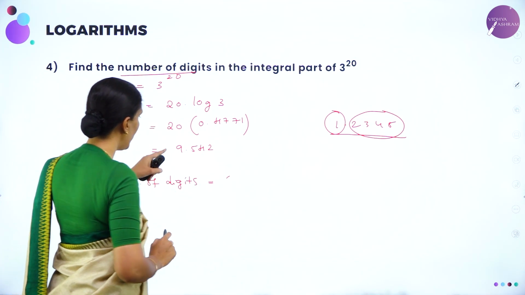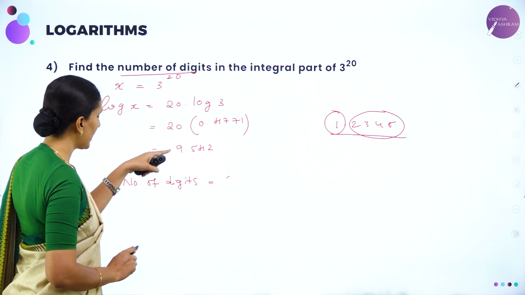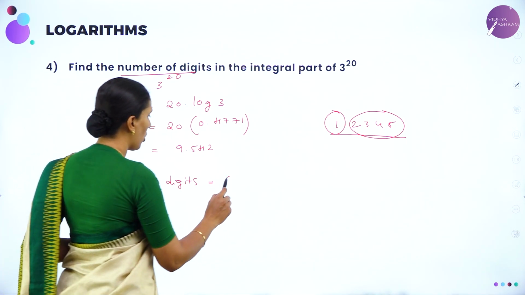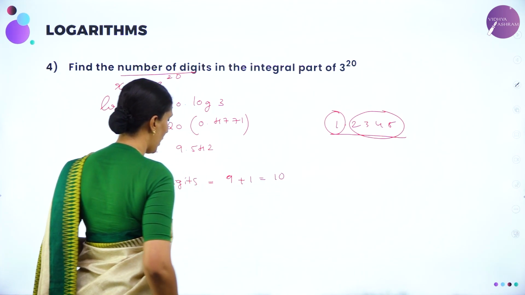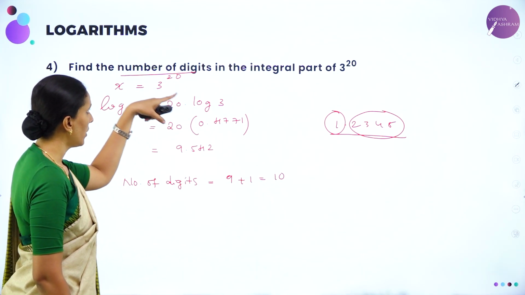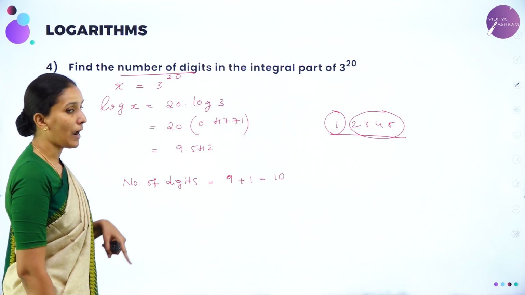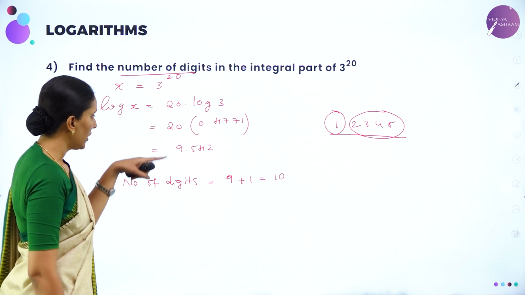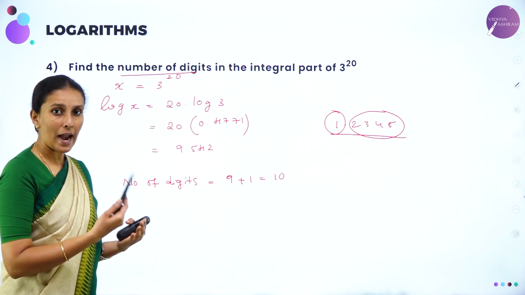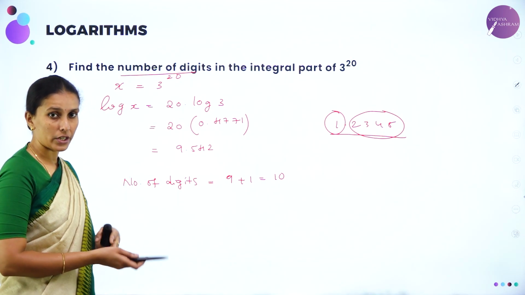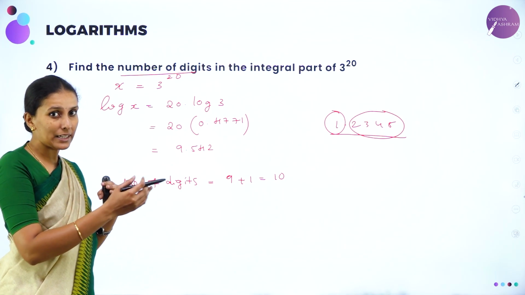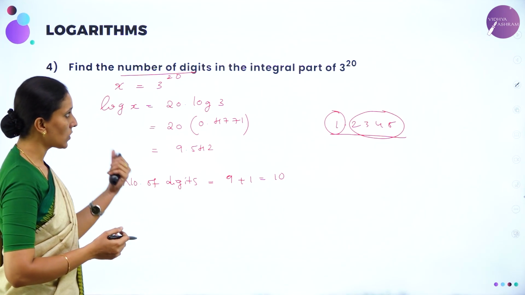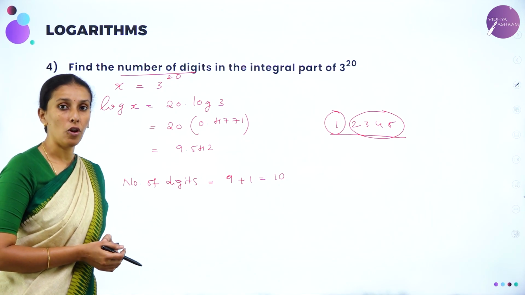Now to find the number of digits in the integral part, number of digits is equal to, we'll decide the characteristic. Here the characteristic is 9. So we always write 9 plus 1 is equal to 10. Therefore, there are 10 digits in the integral part of 3 to the power 20. If the characteristic is 8, add plus 1, so there will be 9 digits. If the characteristic is 2, then add 1, then there will be 3 digits in the integral part. This is also one of the applications of log.